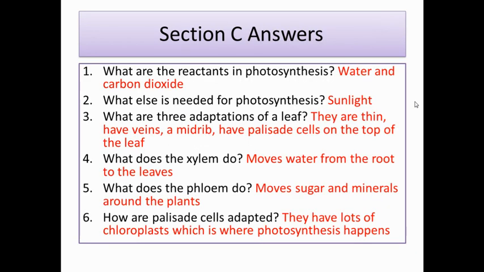So the reactants in photosynthesis, the things that react together, are water and carbon dioxide. What else is needed for photosynthesis? Well, the other thing that's essential for photosynthesis is sunlight.